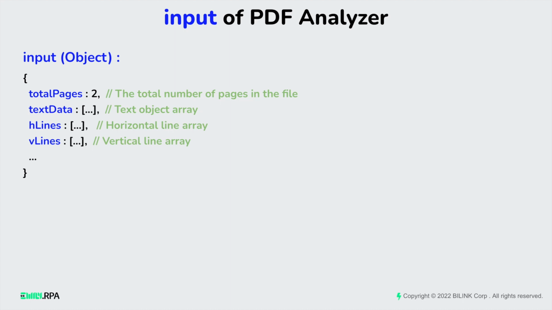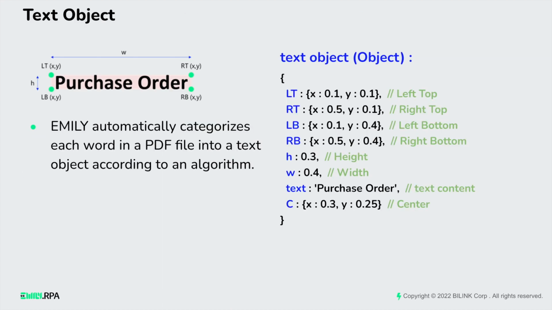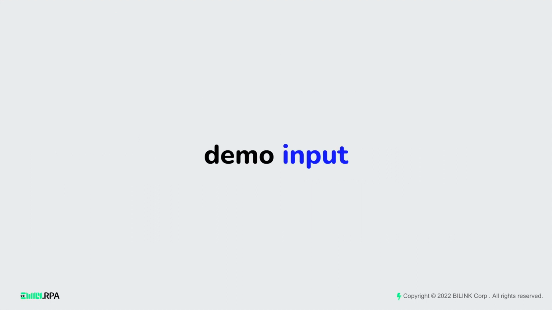Let's take a look at the information contained in the text object. Emily automatically categorizes each word in a PDF file into a text object according to an algorithm. Each text object has the following attributes: LT for left top, RT for the right top coordinate, LB for left bottom, RB for the right bottom coordinate, H for height, W for width, text for text, C for center coordinate. Next, we actually let Emily read a PDF file and print out what the input looks like after reading.